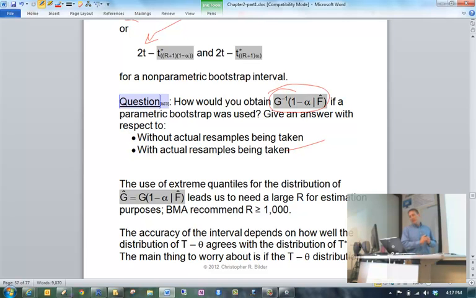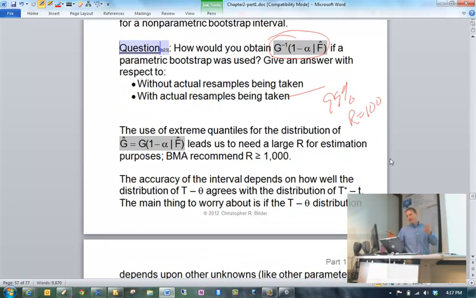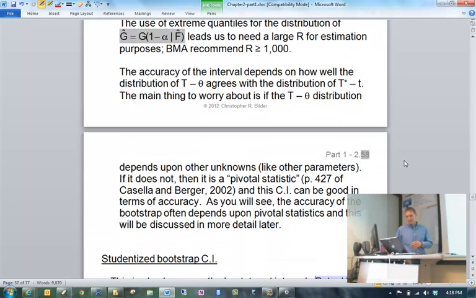The extreme case is, let's say that you want a 99% confidence interval and you only took R equal 100. Or R equal 99, maybe I should say. Think about what would happen in that particular case, what T stars you would take. Do you think that would be a good estimate or not? And we kind of talked about that before as well.